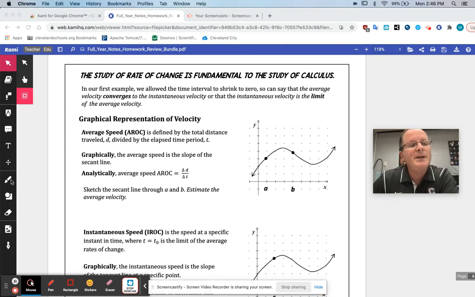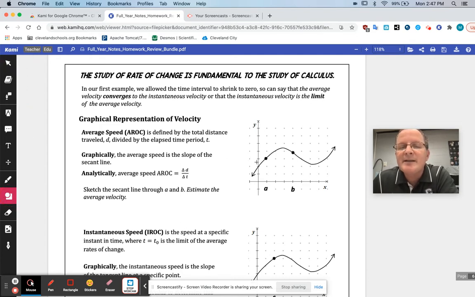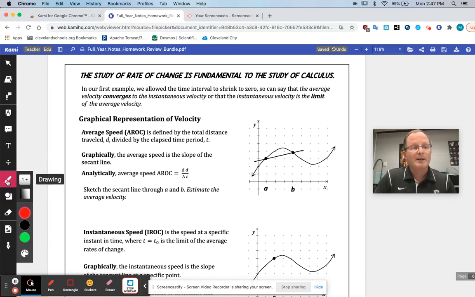All right, so let's come over here and let's have it do this for us. I think it's already online. So let me see if I can draw this pretty good. Look at there. Not bad. Pretty happy. You could probably do a better job than that on your paper, but I'm pretty happy with that. All right, it says estimate the average velocity.